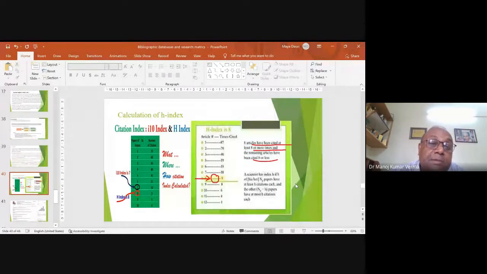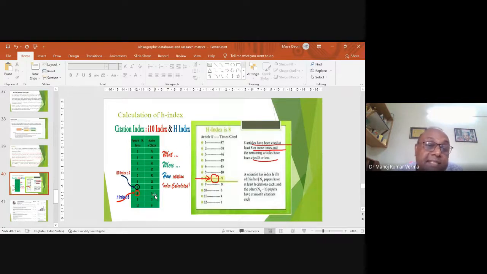The third paper has 65. The 4th paper has 60 citations. The 5th paper has 45, the 7th paper has 12, and the 8th paper has 9 citations. Okay, so the 8th paper has 9 citations, then what is Dr. Kalyan's H index?